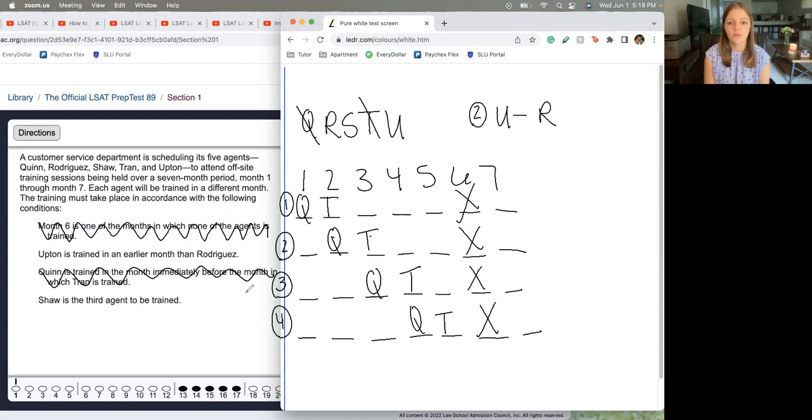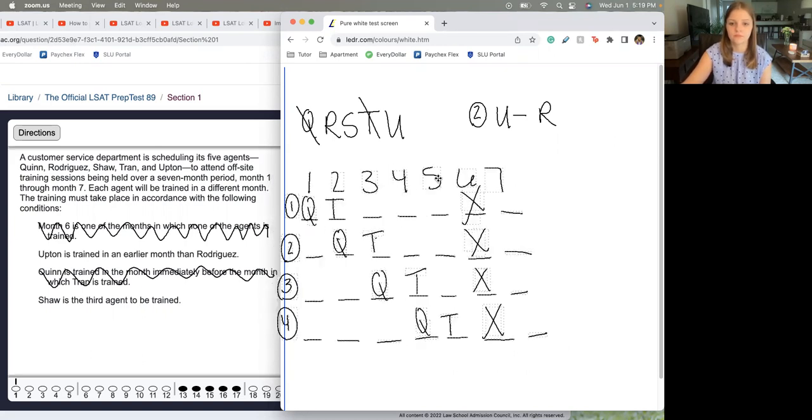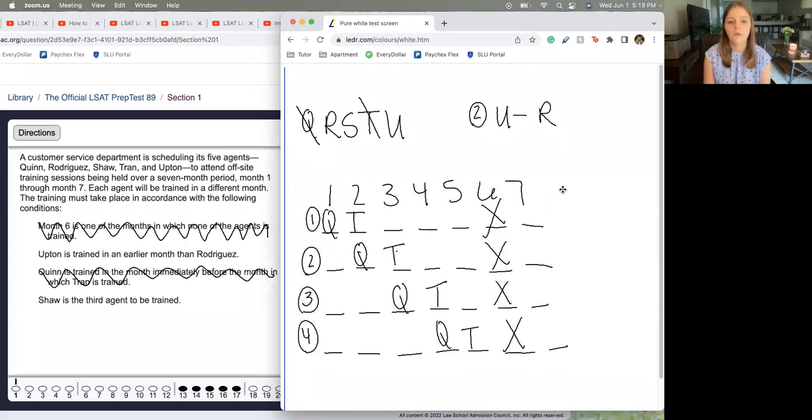Any questions on rule 3? Okay. Rule number 4 says S is the third agent to be trained. Who wants to tell me what their initial thoughts are on this rule? And I will say this rule is kind of tricky, so read it carefully.